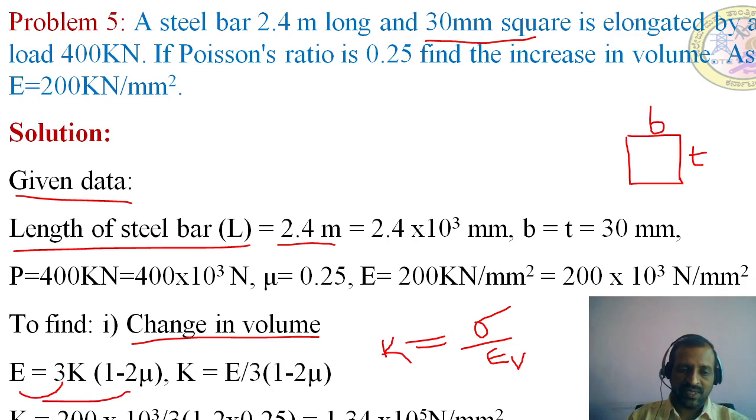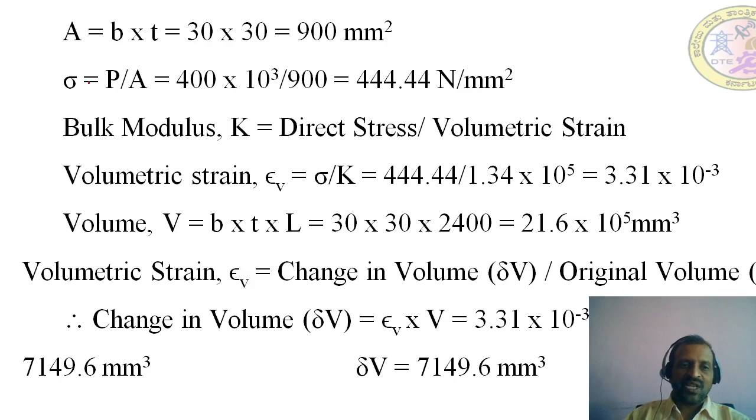Substitute all the values here. So K is equal to E value given as 200 into 10 to the power of 3 divided by 3 into 1 minus 2 into 0.25. The answer will be 1.34 into 10 to the power of 5 Newton per mm square. This is the bulk modulus value. Later on, find out the area. Area A is equal to B into T, because it is given in the problem that it is a square.